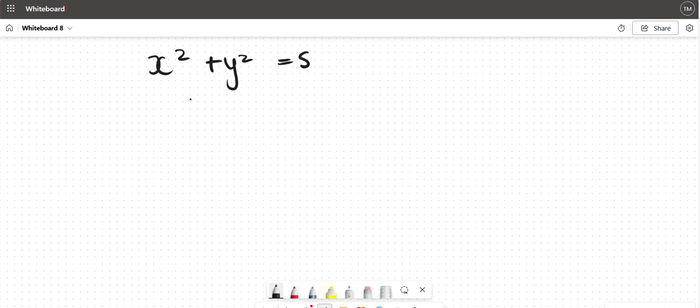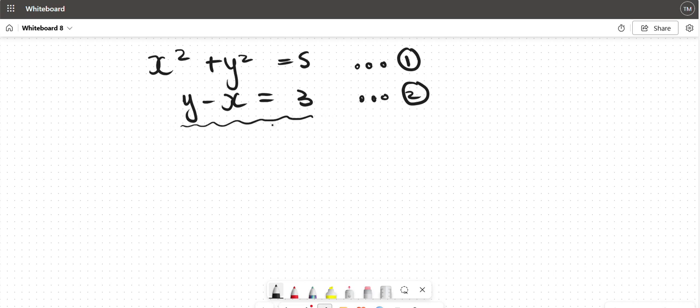So number 2, we have this, and we have y minus x is equal to 3. Again, I'm going to call this equation 1, and I'm going to call this equation 2. So how does that help us? If you look at equation 2, there's always going to be one of the equations that is a little bit simpler to work with than the other one. So this is quite complicated, so I'd rather work with equation 2.